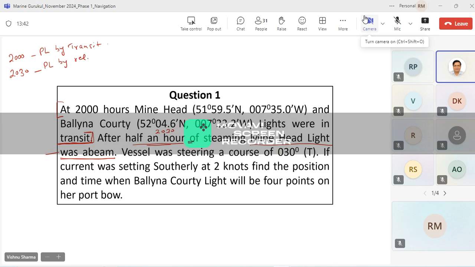So I told you that these things will keep repeating again and again. And then what is given to us? CTS is given to us. Set is given to us. Rate is given to us. Is speed given anywhere here? Yes or no? Not given? Okay. No, sir.